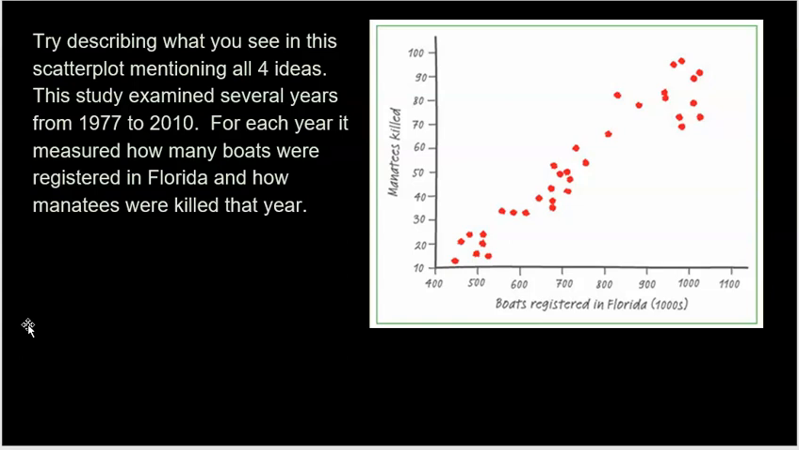And, if I'm describing this, I'm probably going to say one really quick sentence. I see a positive, linear, very strong relationship. Then I want to give that last comment about what I see in context. And it does appear that as the number of boats registered in Florida goes up each year, there's a tendency for the number of manatees to get killed each year to go up as well. Don't use the word cause, right? Just talk about tendencies, overall patterns, but don't use that word cause.